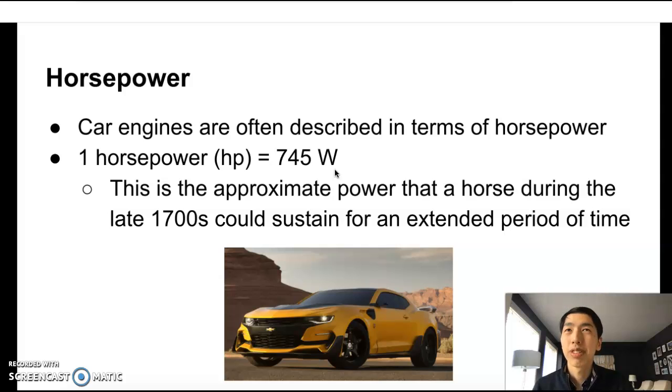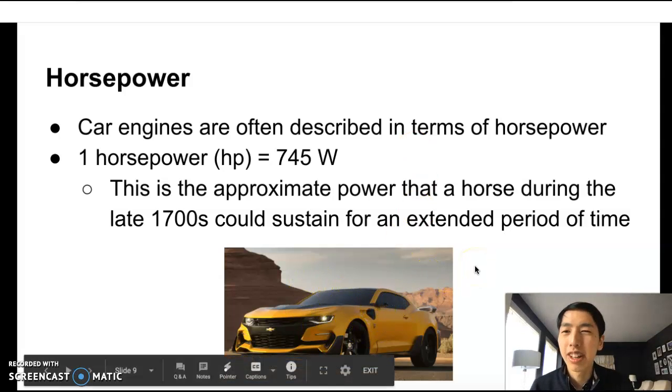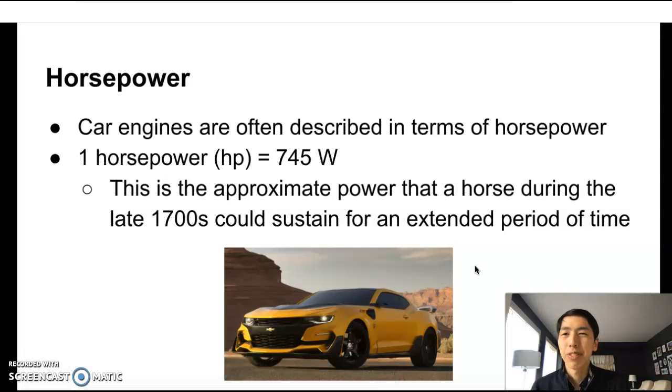A horse, if they were pulling their hardest, running their fastest, could probably get like 15 horsepower or so. And then a car engine, I looked up one for a Toyota Corolla. A car engine's about 140 to 170 horsepower for that kind of car. This Camaro here probably has even higher power than that. All right, so that was kind of a diversion there, just telling the story about horsepower.